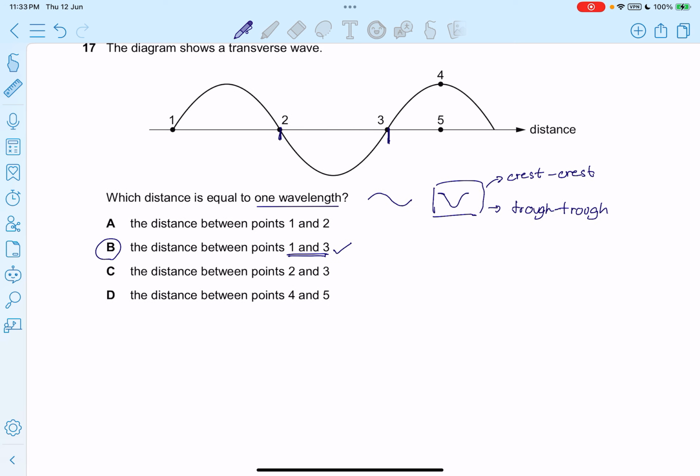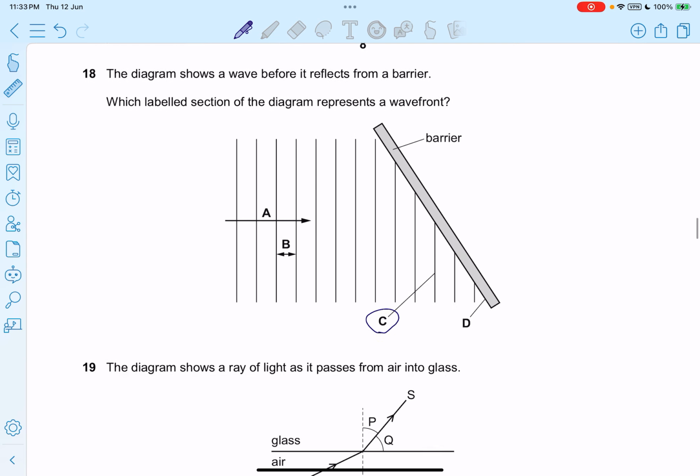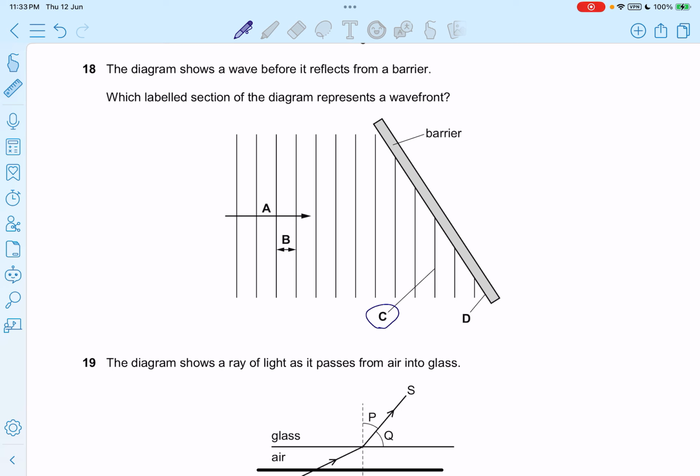So number 17, the correct answer is B. 18, the diagram shows a wave before it reflects from a barrier. Which labeled section from the diagram represents a wavefront?